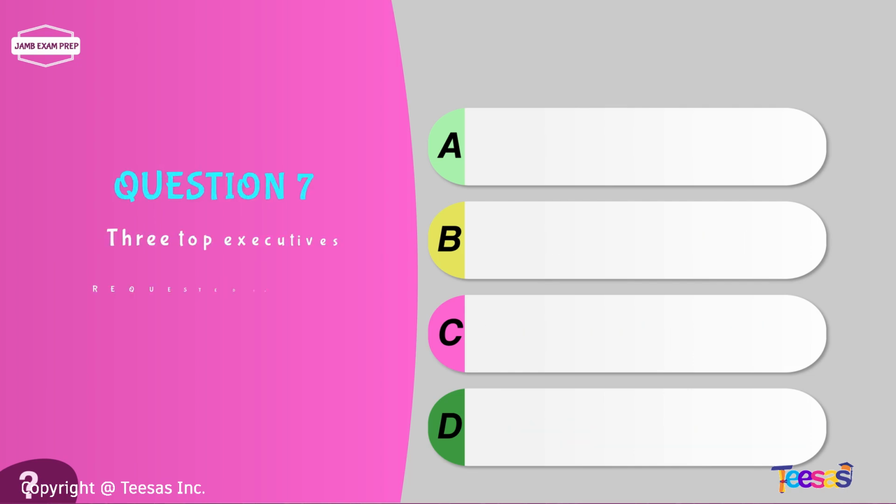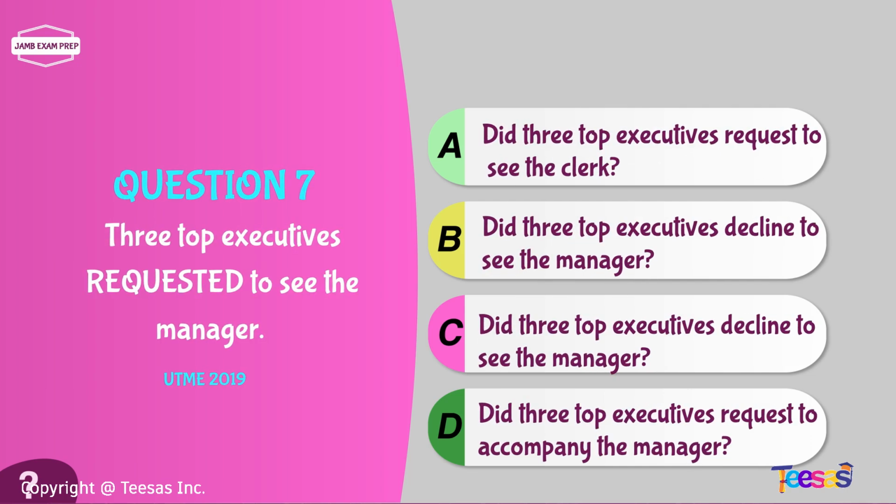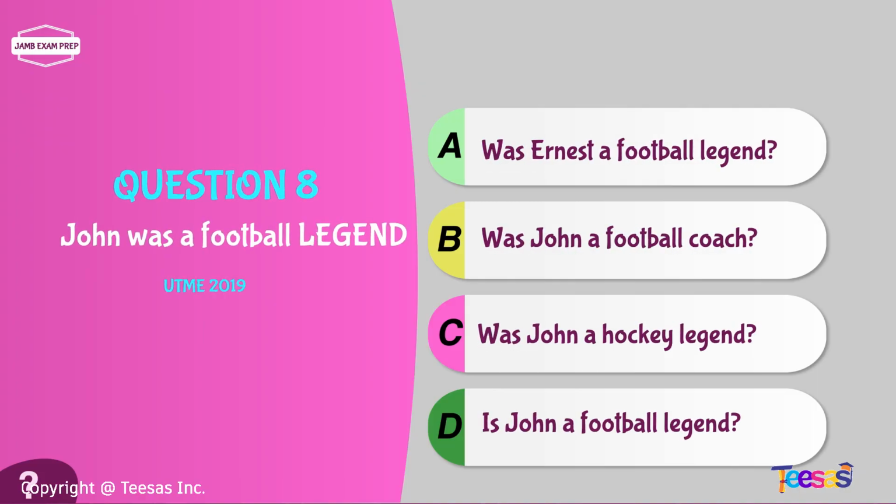Question 7. Three top executives requested to see the manager. The answer is B. Did three top executives decline to see the manager? The emphasis was laid on the word request. Question 8. John was a football legend. The answer is option B, as emphasis is laid on the word legend.